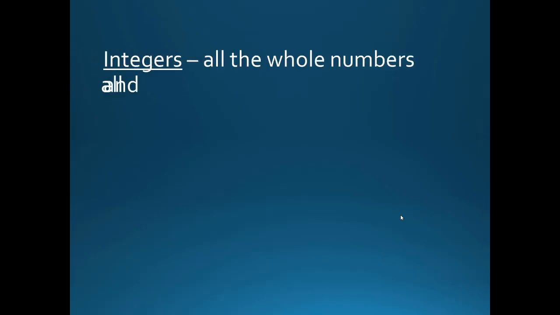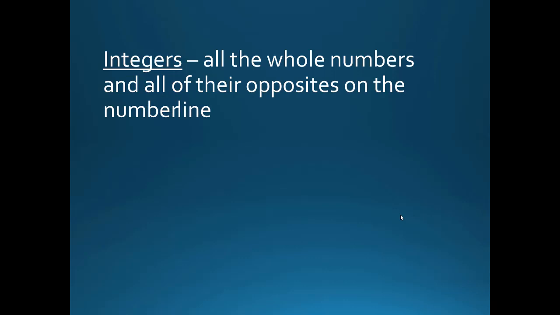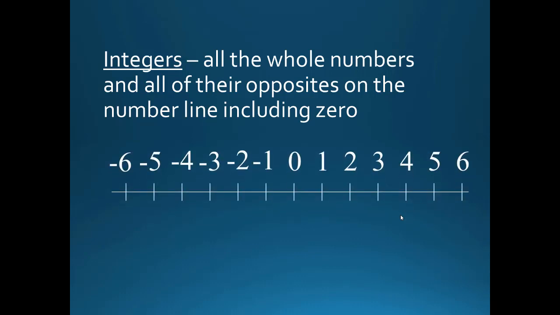So, what is integer? All the whole numbers and all of their opposite on the number line including 0. So, the set of integers starts from minus infinity until positive infinity.